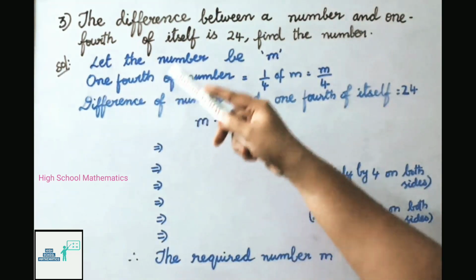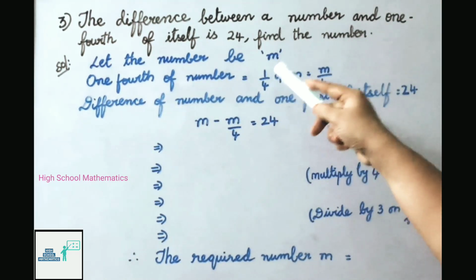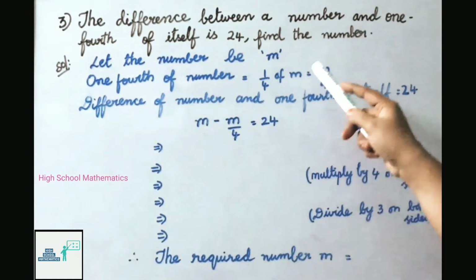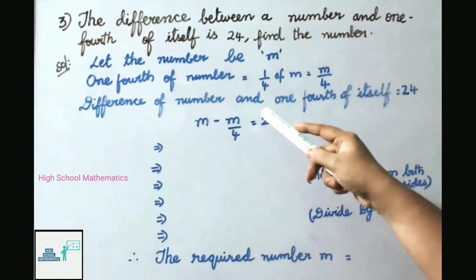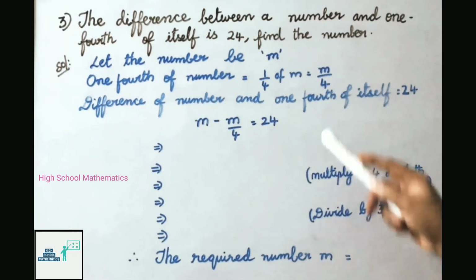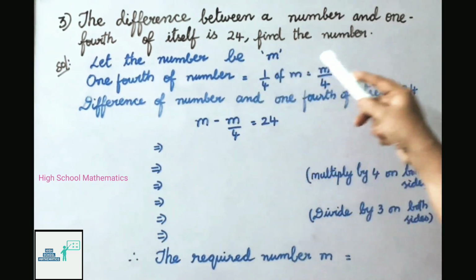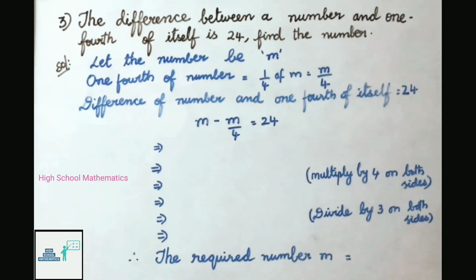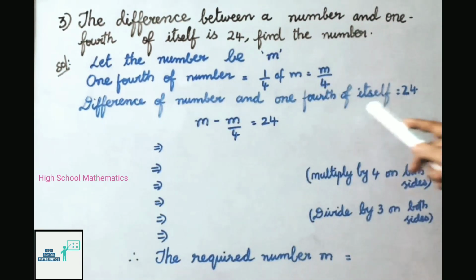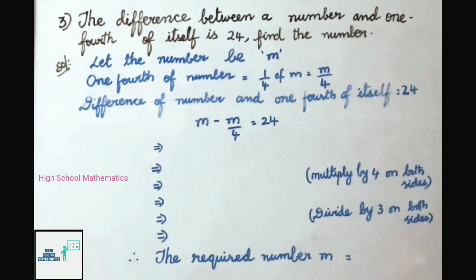See now third question. The difference between a number and 1/4 of itself is 24. Find the number. Let us see the solution. Let the number be m. 1/4 of the number is 1/4 of m. Of means into. If you multiply numerator, you will get 1 into m means m by 4. So 1/4 of number is m by 4. They have given difference of number and 1/4 of itself is 24. So the equation is m minus m by 4 equals 24.